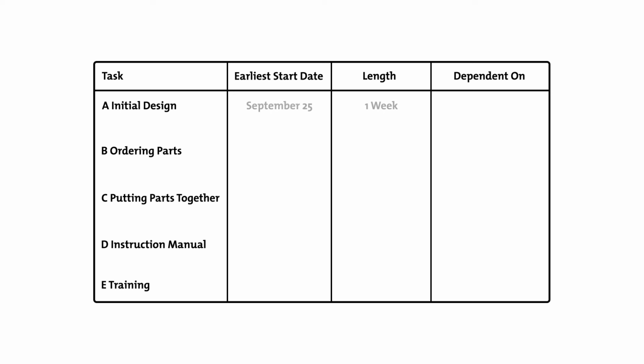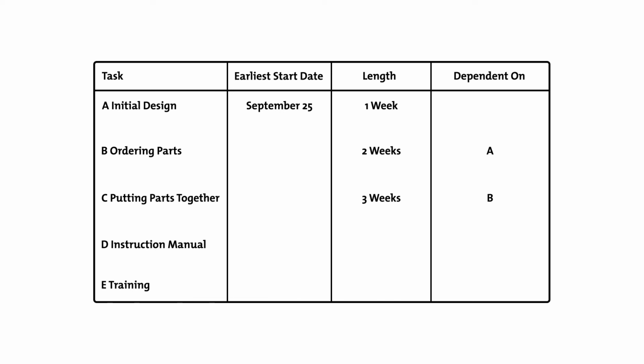In this example, you think task A, the initial design of your project, will take 1 week. Task B, ordering parts, will take 2 weeks, but you can't start task B until task A is complete. So task B is dependent on task A, and those two activities can't overlap. Once task B is done, you'll need some people to do task C, putting the parts together. This will take 3 weeks.